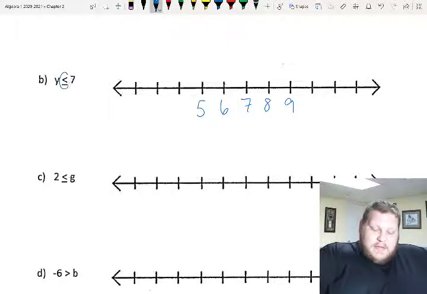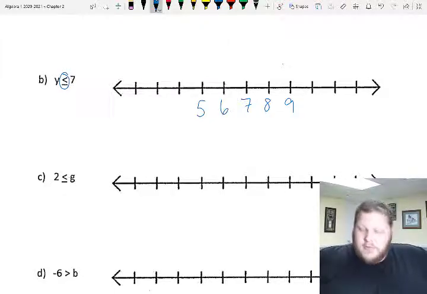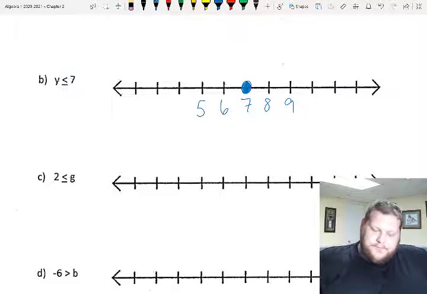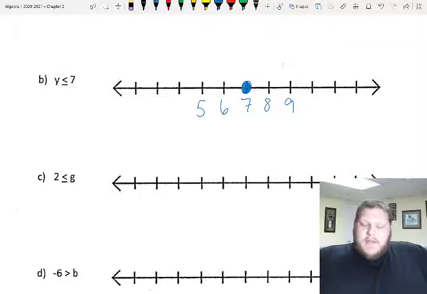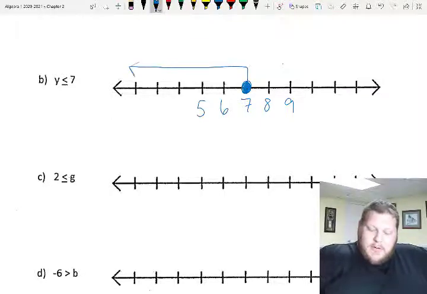In this case, it is an or equal to, so now I get to go ahead and shade in that circle. It's going to be a solid circle there because it's closed, because 7 is one of my solutions because it's or equal to. So in this one, we want all of my y values to be less than 7, which would be all of the left side of my inequality. So what I'm going to do is just go up and over, and I'm done. That's it.